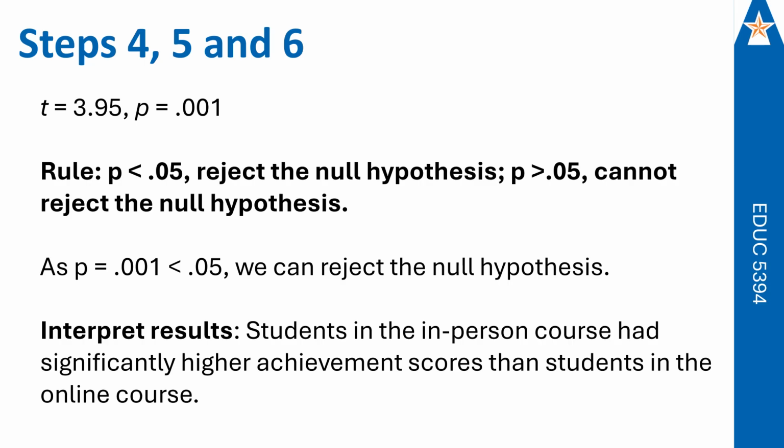In this example, the test produced a t-value of 3.95 and a p-value of 0.01. Because 0.01 is smaller than 0.05, the result is statistically significant, and we reject the null hypothesis that the two course formats have the same population mean. We can conclude that students in the in-person course scored significantly higher than students in the online course.